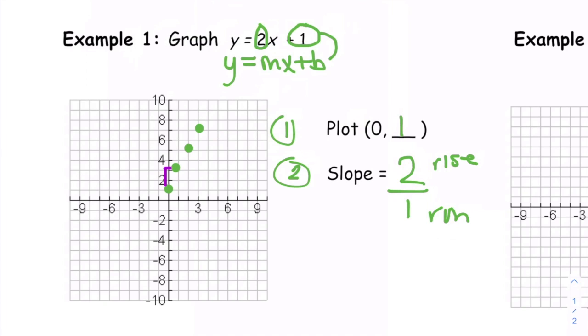And I can also repeat that pattern going backwards. So I can go down from my y-intercept, I can go down 2 over 1, down 2 over 1 to get some points in the other direction. Finally, I'm going to connect these points with a straight line and add arrows at the end.